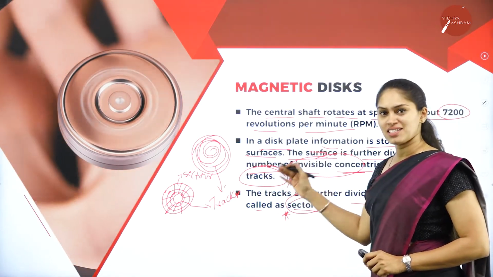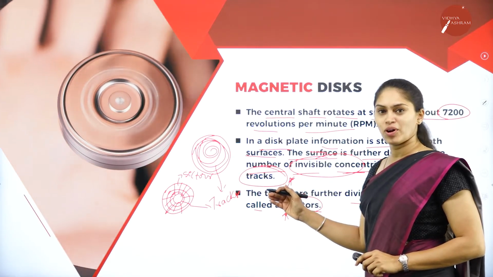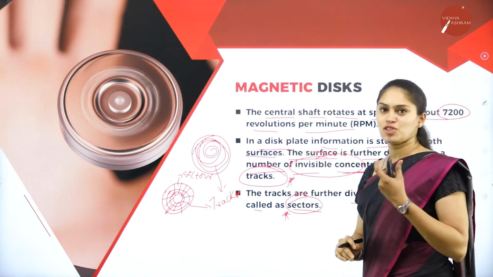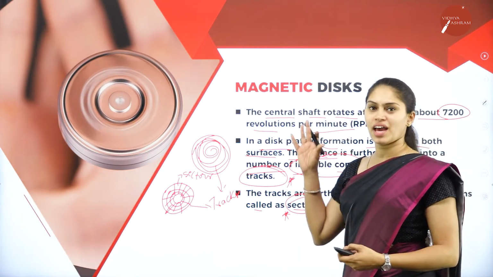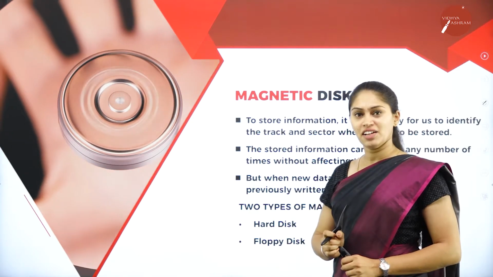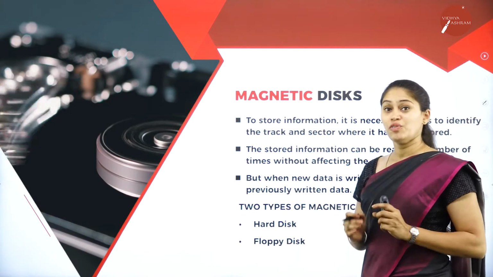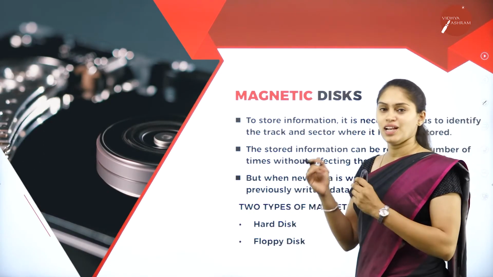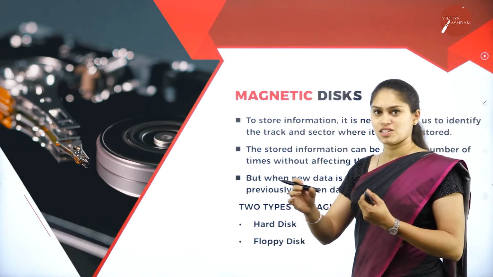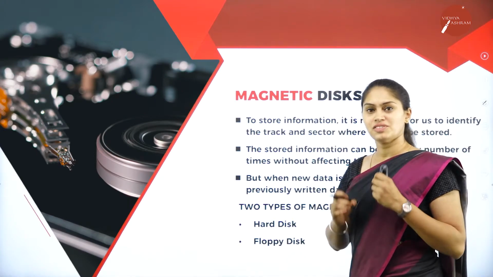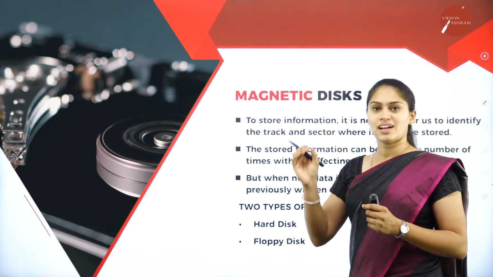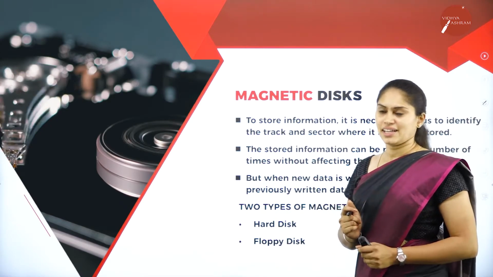Why are these tracks and sectors important for us? When we are working with this magnetic disk, we need to store data. For that purpose only we are using this magnetic disk. If I want to store data and information, I must know where the data is to be located, in which track and in which sector. So identification of tracks and sectors is important in order to read and write content from the magnetic disk.